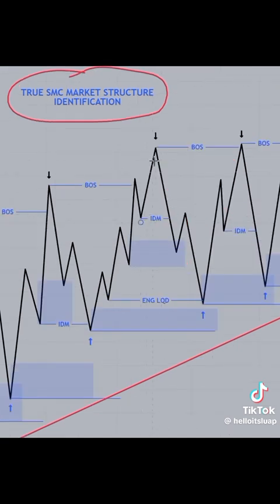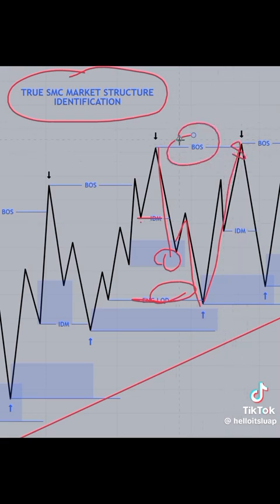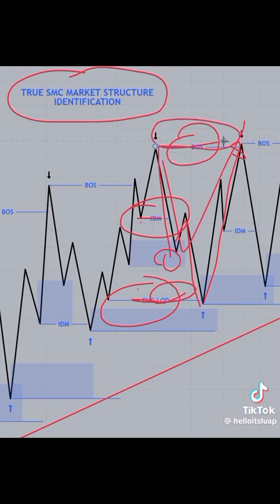Continuing here on the next, as you can see, inducement was taken out and price tapped on the decisional POI, made some reaction, but then later came and swept the engineering liquidity before going past the high, making a break of structure. It doesn't matter if price makes all this deep retracement until taking out the engineering liquidity. As long as price takes out the inducement, then goes past the previous high, this is confirmed to be a break of structure.